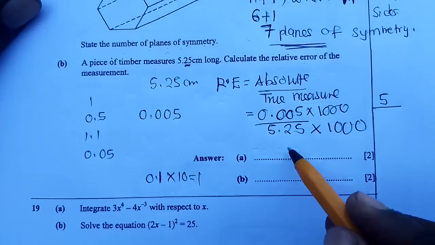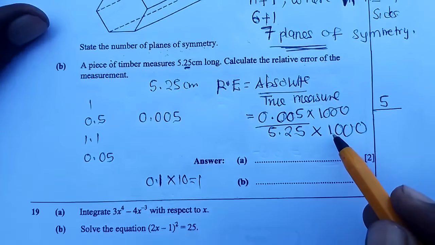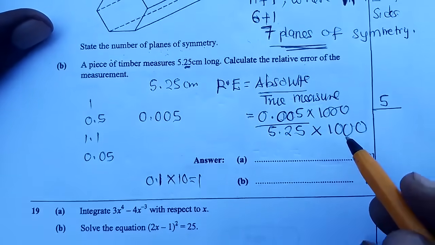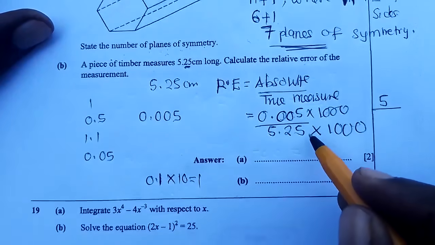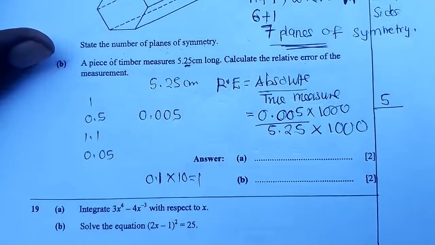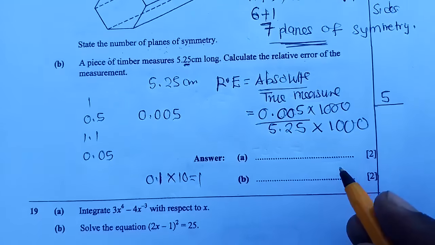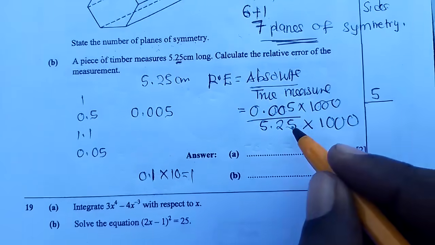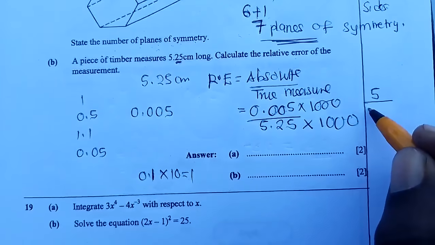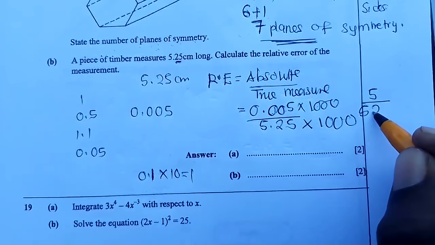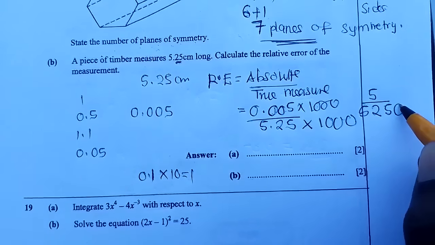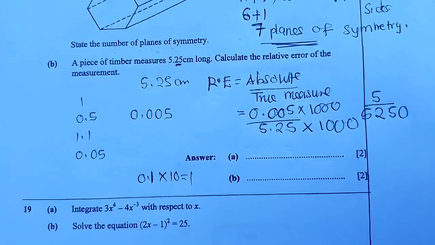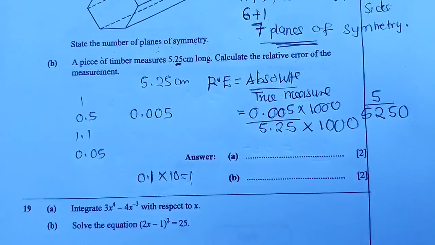If you multiply here, what are you going to get when we multiply there? What are we going to get? This value. So when you multiply here, we are just going to add a 0 here. So 5250. That is the answer that you are going to get.